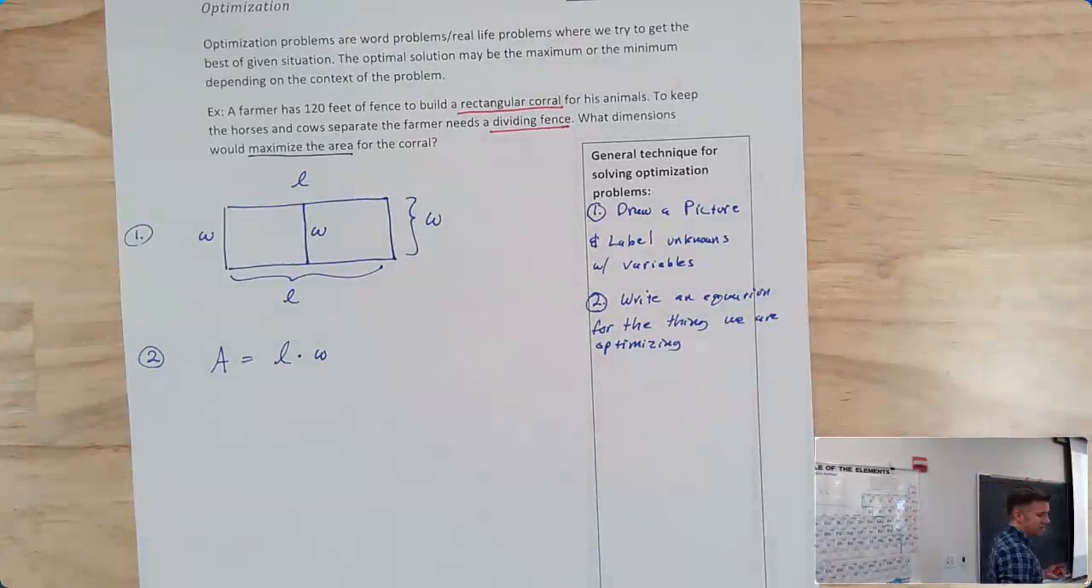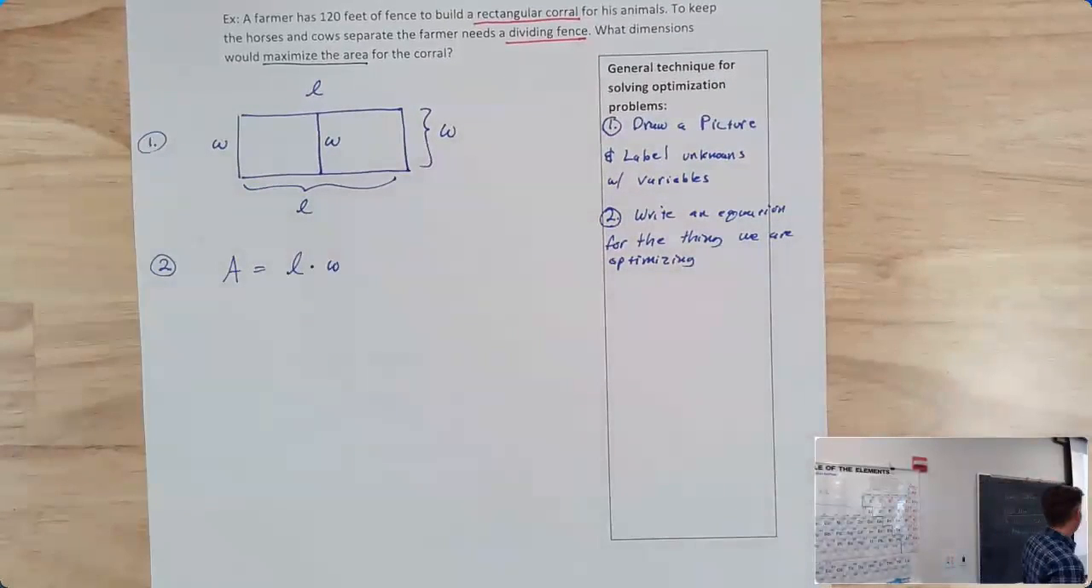Okay, so here's the thing. This function is a function of 2 variables, right? We have length and width. And the problem is we really want it to look like a function of 1 variable, one that looks like a parabola, because we know how to maximize or minimize a parabola. So what we need to do is find the constraint.